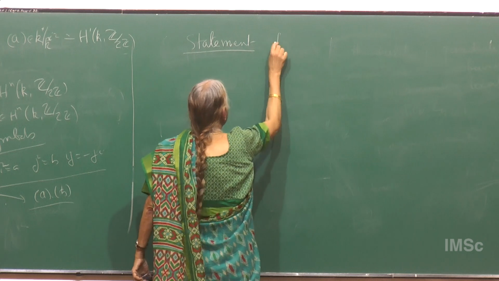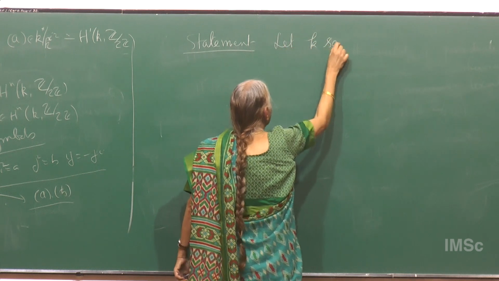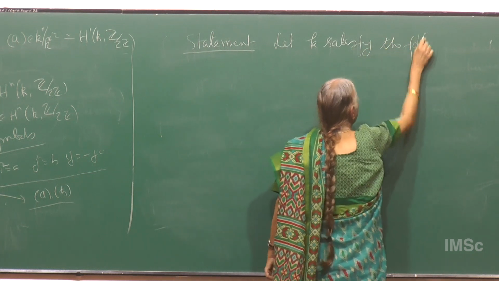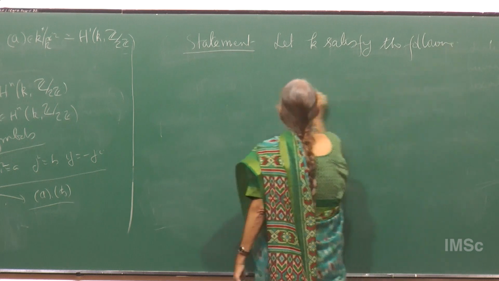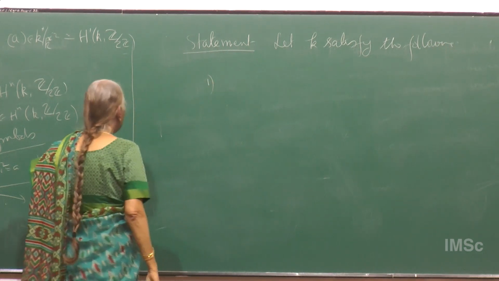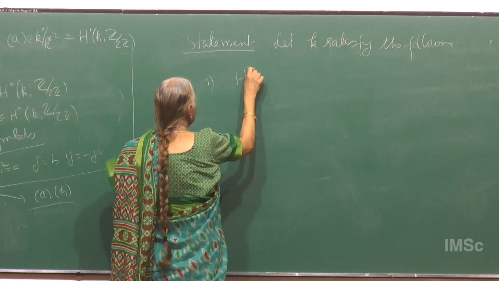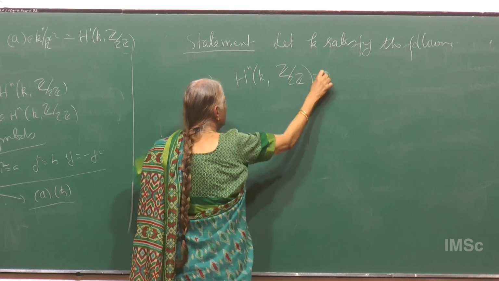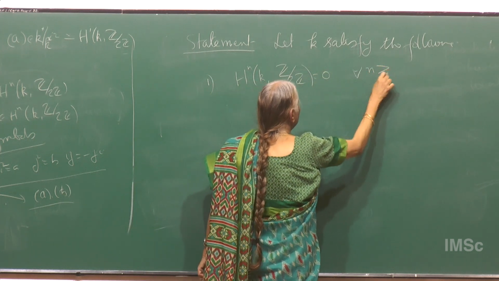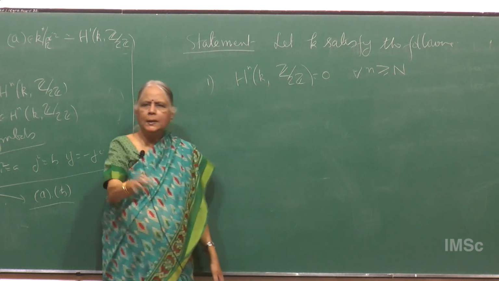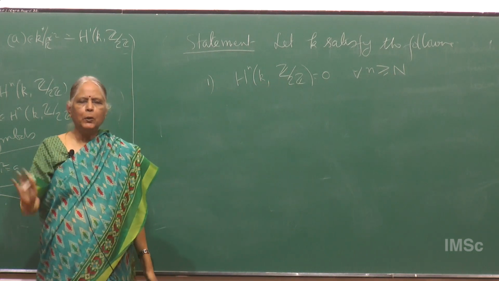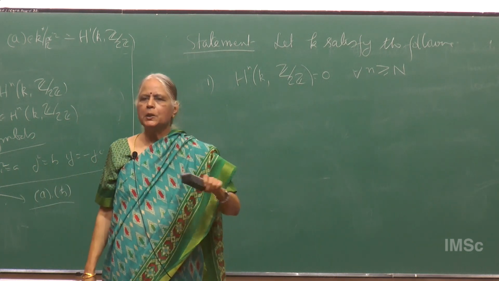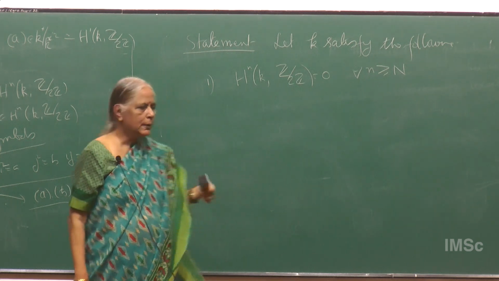Let the field K satisfy the following conditions. First, the Galois cohomology groups with coefficients in Z/2Z vanish for all n sufficiently large. Suppose all these Galois cohomology groups are 0 beyond a certain level. Okay, this will be guaranteed if your field has the finite cohomological dimension property. I will come to this condition.